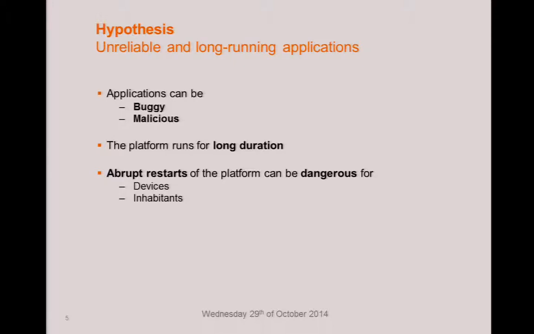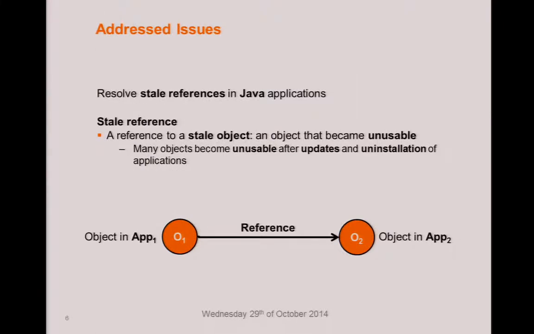The platform, that is the Smart Home Gateway, is a long-running platform. I expect this platform to run for at least months. And an abrupt restart of the platform can be dangerous because this platform can control things that are very vital or very dangerous to contain, like gas valves, for example. And restarting the platform in the middle of such an operation can lead to leaks, which can form hazards for the inhabitants.